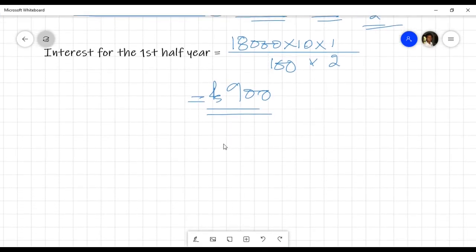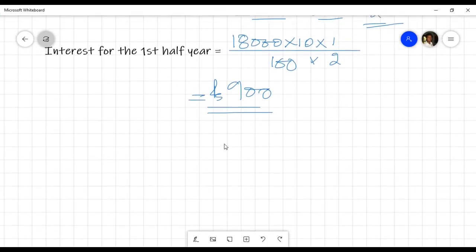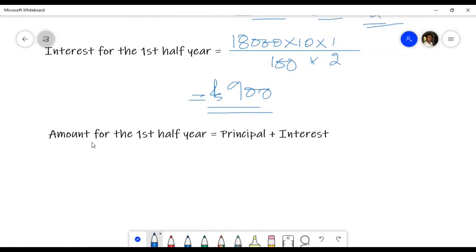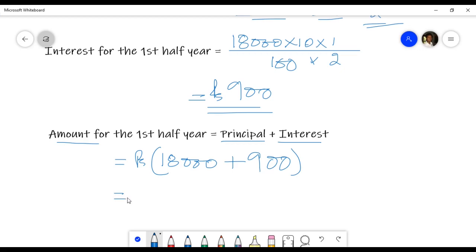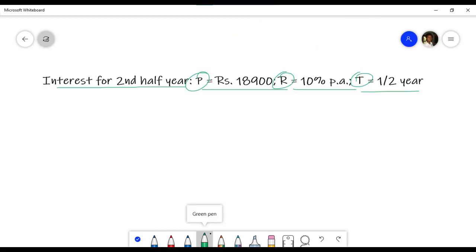Now what is our next step? We have to find the amount for the first half year, and you very well know the formula: principal plus interest. We'll just add the principal and the interest. After adding the values for principal, that is 18,000, plus interest, that is 900, we will get the amount for the first half year as rupees 18,900. So this is the amount for the first half year, rupees 18,900.